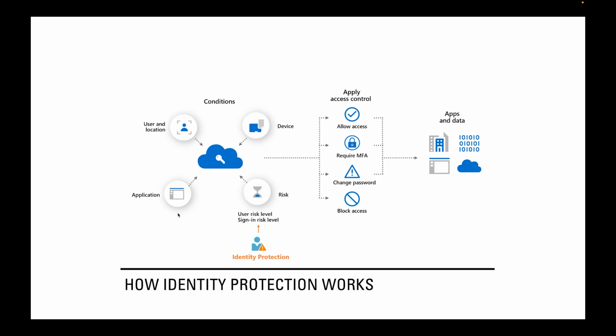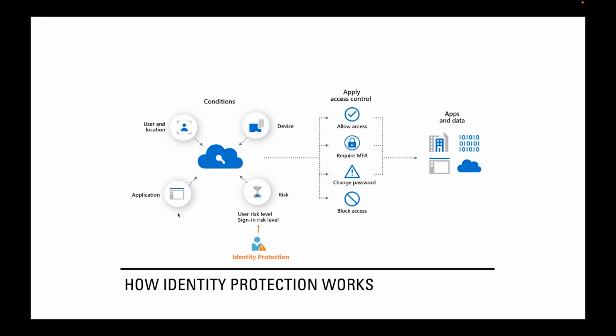So you can mix and match these conditions, and there are more conditions than that. Then you can apply access control to those conditions. Finally, when you meet those conditions, as you can see there, those dotted lines only apply to allow access, require MFA, and change password. Then you see the dotted lines and the arrow goes to apps and data. So that's essentially how identity protection works.